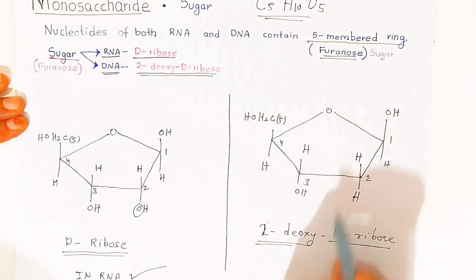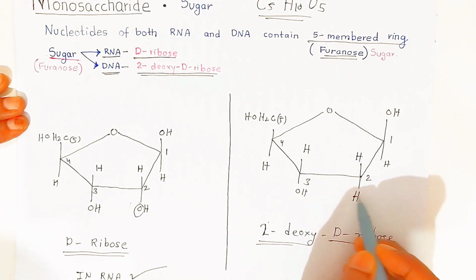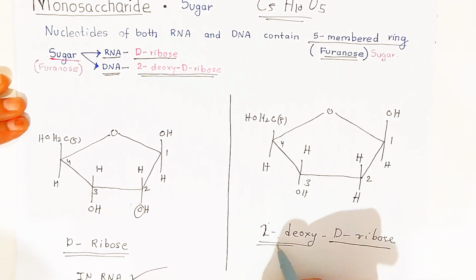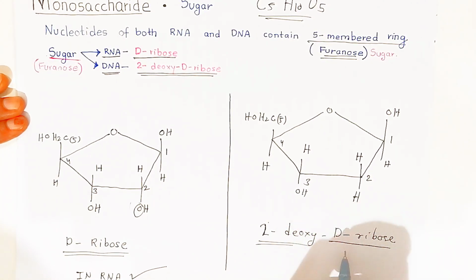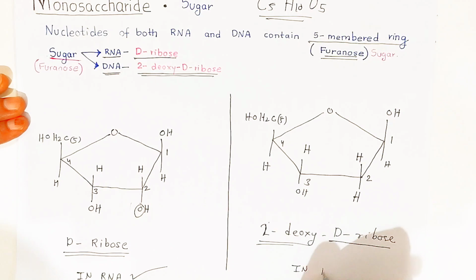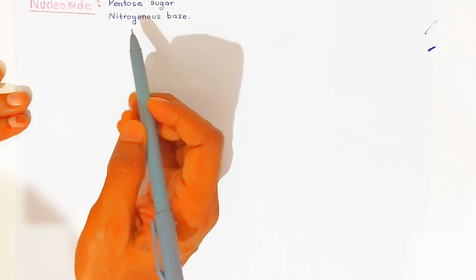So this is the monosaccharide sugar containing a 5-membered ring, with one less oxygen atom. One oxygen atom is missing here, that is why it is called deoxyribose nucleic acid. Deoxyribose sugar is mostly present in DNA. DNA will always contain the deoxyribose type of sugar. Now nucleosides, students, what are nucleosides?